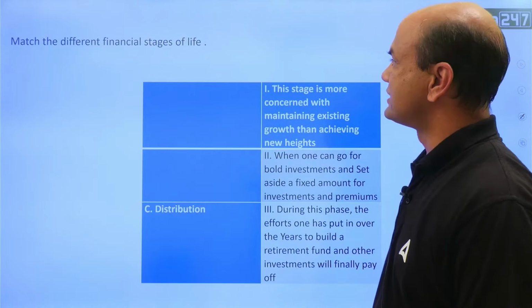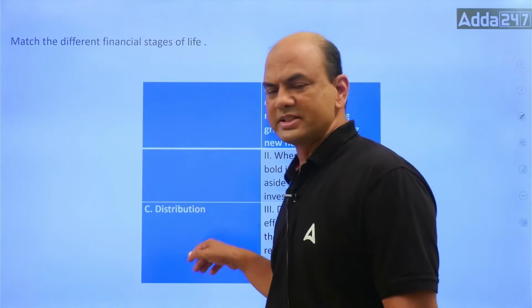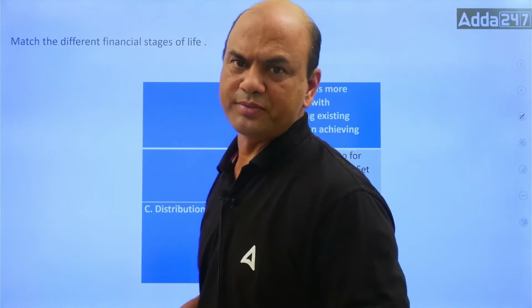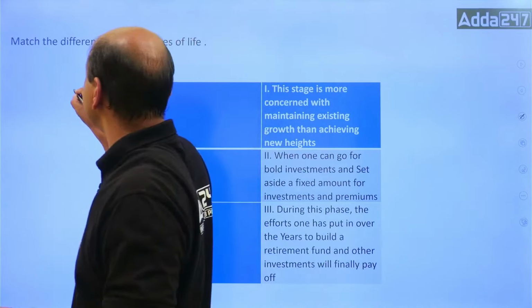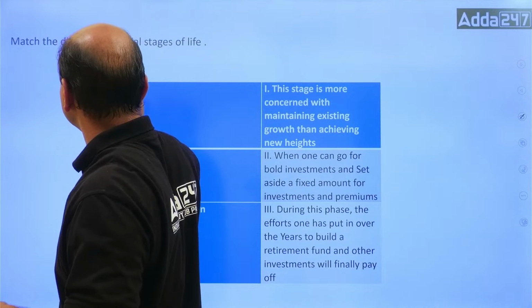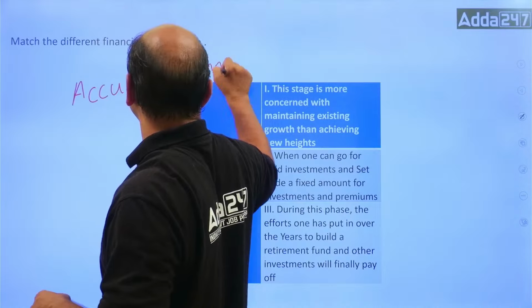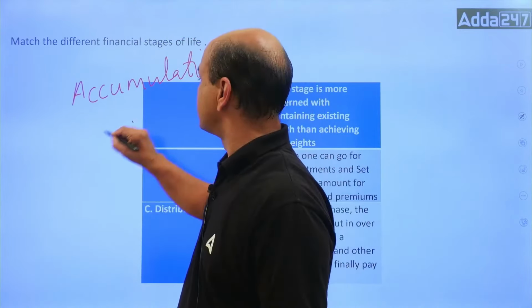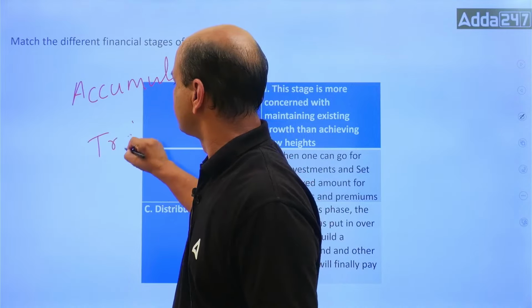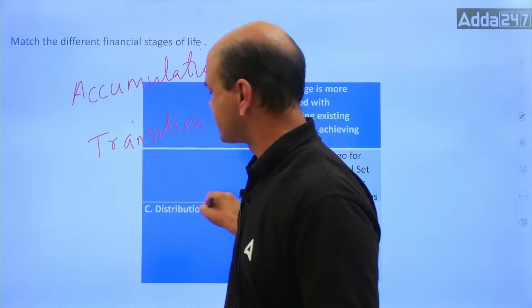Match the different financial stages of life. See, one is distribution phase. Basically, what are the various stages of life? First is always the accumulation phase. Second is always the transition phase. And the last one is distribution.